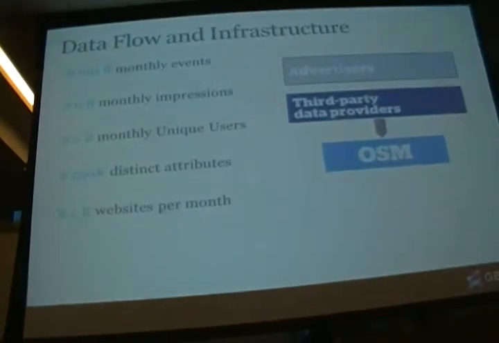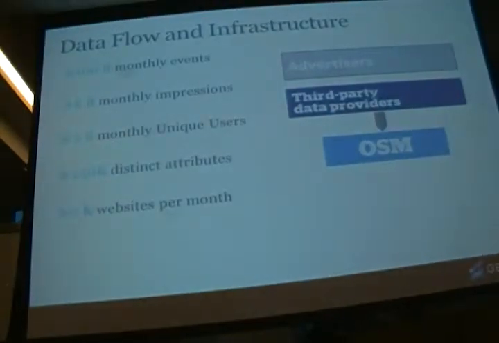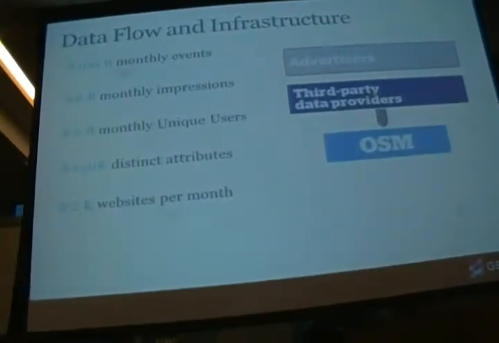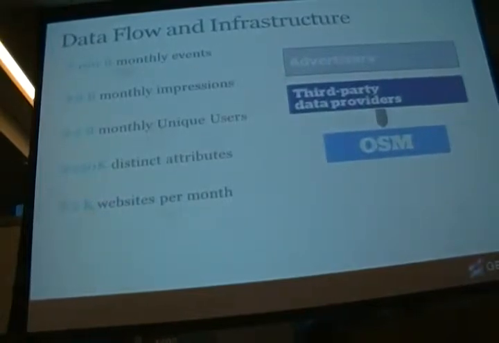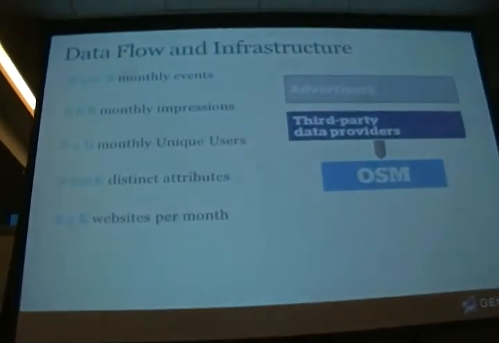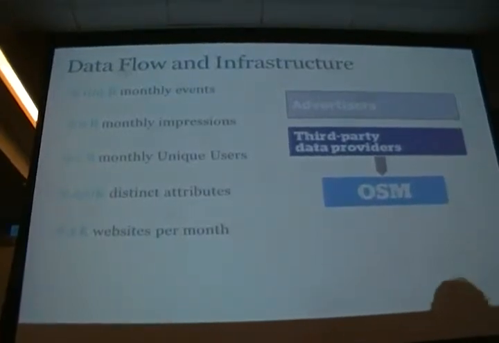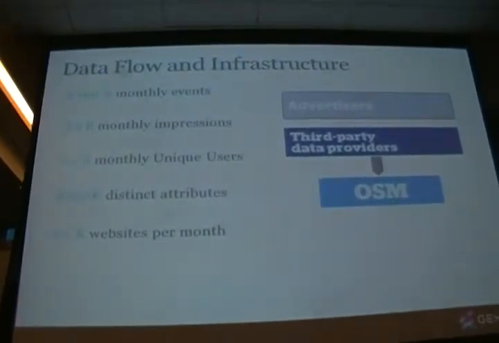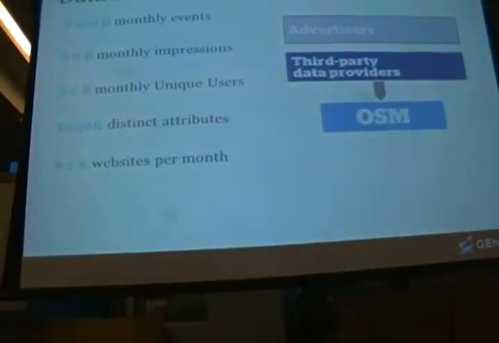Moving forward quickly, we have 28 terabytes of data for use here that live in OSF. 28 terabytes means 100 billion monthly events, 6 billion impressions, 2 billion unique users. We have 250 distinct attributes on users, and once we build that audience and know that information about the user, we have 2,000 different websites to pick from.